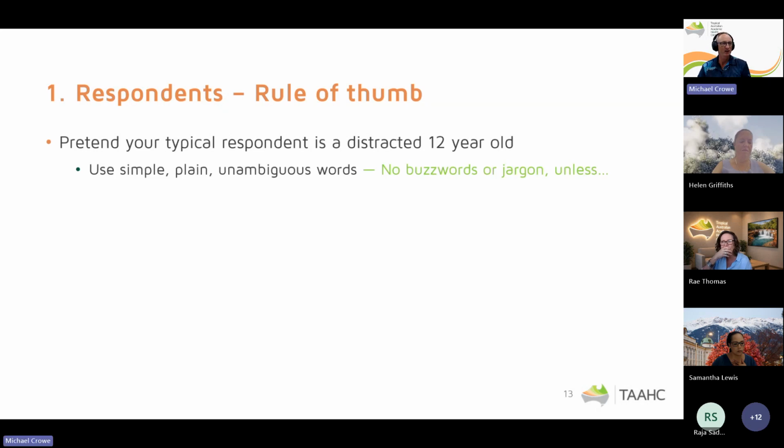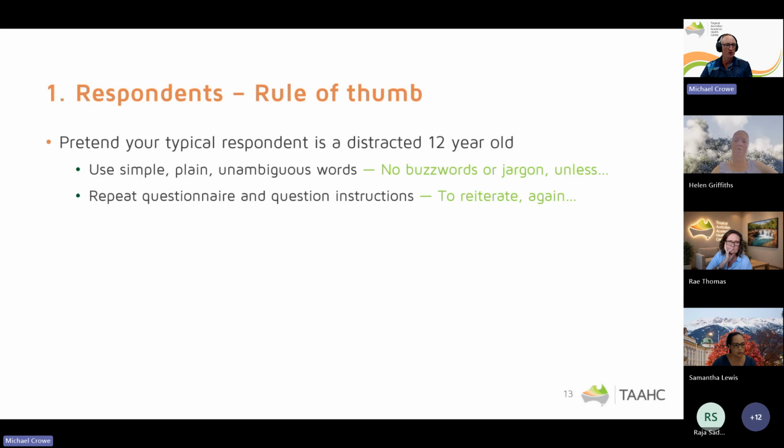Okay, so you have to use plain, simple language, no buzzwords, no jargon, as simple as you can. One of the things you can do is explain things before you ask the question so that your respondent knows what you're looking for. So you don't dive straight into the question, you explain what the question is, what you're looking for, why you're asking the question.